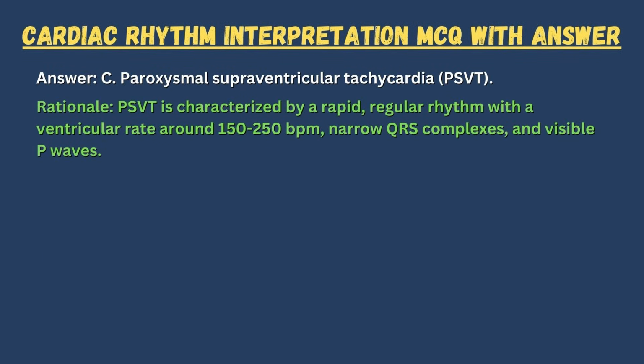Answer: C. Paroxysmal supraventricular tachycardia, PSVT. Rationale: PSVT is characterized by a rapid, regular rhythm with a ventricular rate around 150 to 250 BPM, narrow QRS complexes, and visible P waves.